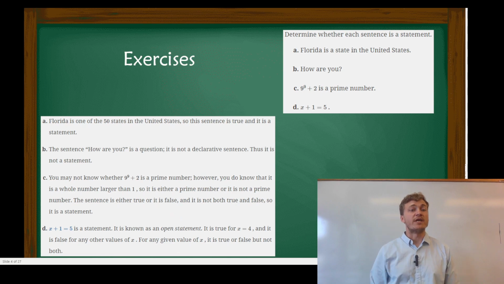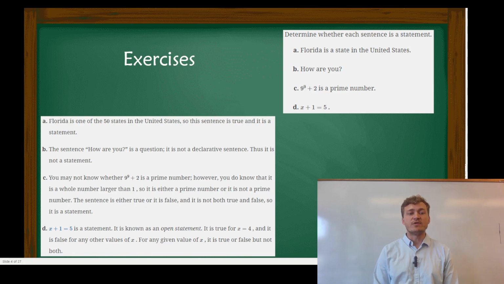We'll consider that Florida is one of the 50 states in the US, so this is a true sentence and therefore a statement. The sentence, how are you, is a question. It's not declarative. There is no true or false answer to that. Therefore, it is not a statement. You may not know whether the following expression is prime. However, you do know that it is a whole number, so it is either a prime number or not. So the answer has to be true or false, and thus it is a statement.